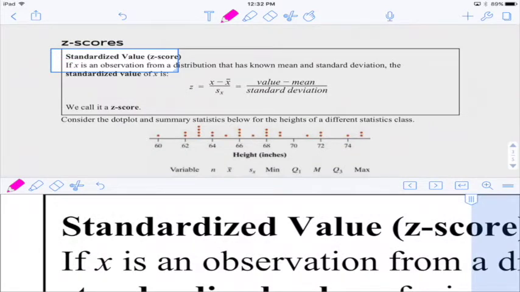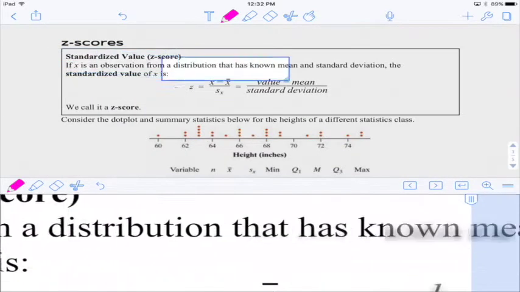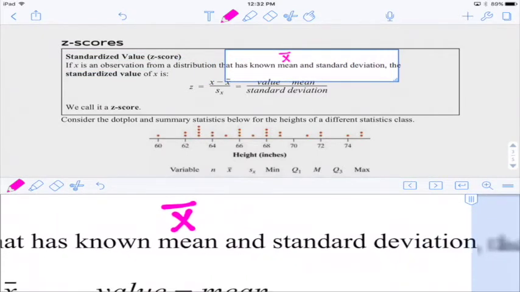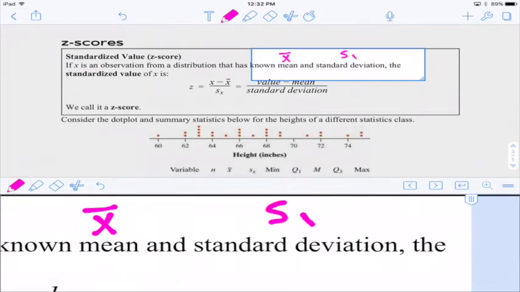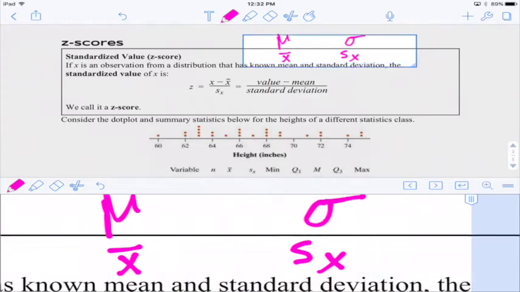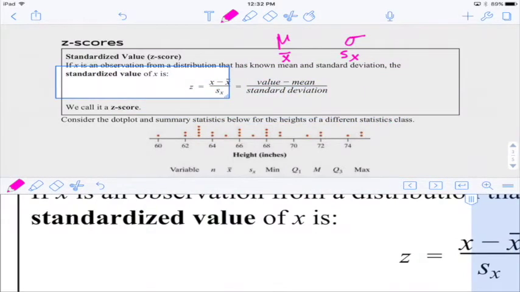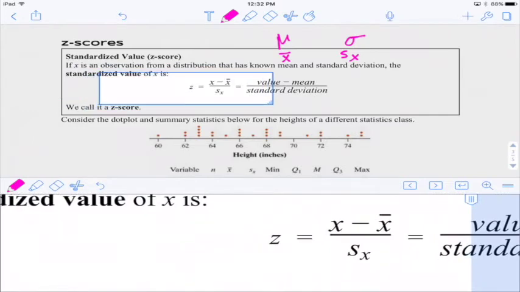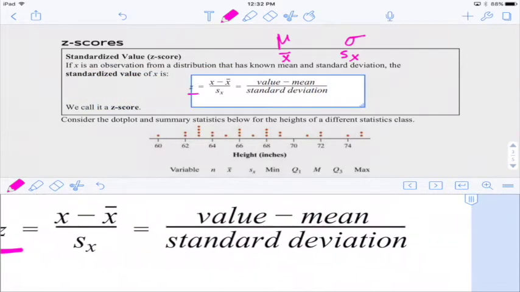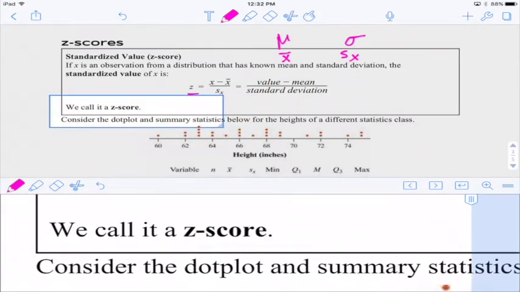If x is an observation from a distribution that has a known mean and standard deviation, remember mean we can abbreviate as x bar and standard deviation as s of x from a sample. Remember if it comes from a population as mu and sigma. The standardized value of x is z. Okay, so what we're going to do is subtract the mean and divide it by the standard deviation, and we call that a z-score.